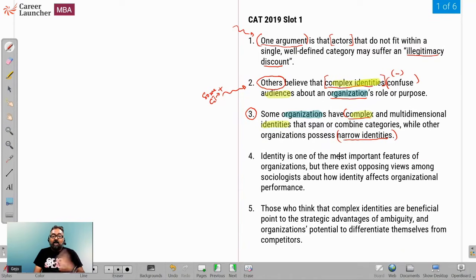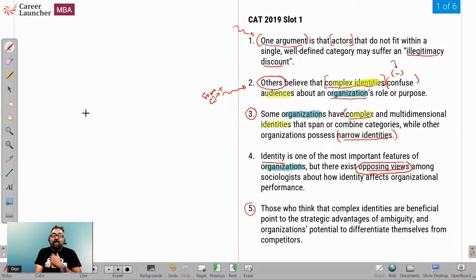Okay. Then you have identity is one of the most important features of organizations. Okay, we have got a repetition of that idea, but there exist opposing views among sociologists about how identities affect organizational performance. That's interesting, this word opposing views. An opposing view would mean that there is something that is positive, there is something that is negative. Negative statement is mentioned, probably positive statement is mentioned there.